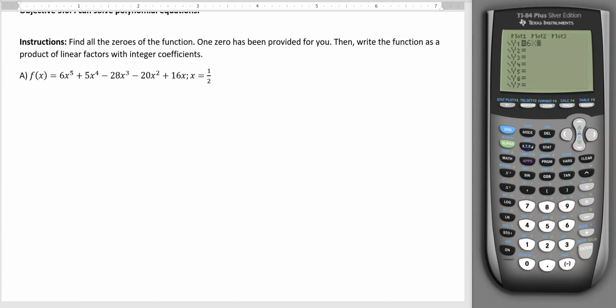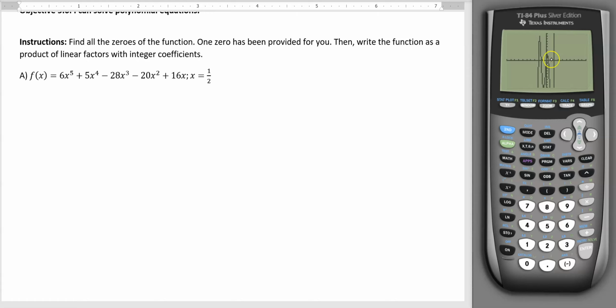We have 6x to the 5th plus 5x to the 4th minus 28x to the 3rd minus 20x squared plus 16x. So they tell us x equals 1/2. Let's see if there's some other zeros we can see here. Let's see if this will graph. There we go. X equals 1/2. Whoa, look at all that. Okay, we got a lot here, don't we?